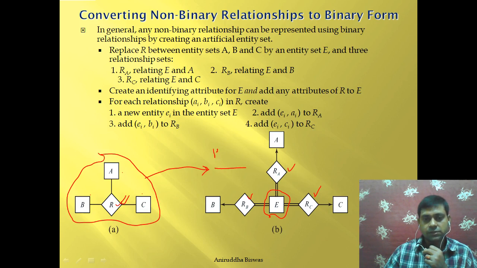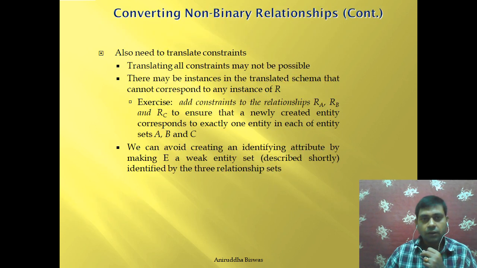So this is a binary relationship. Okay, so this is how the binary relationship is formed from a ternary one. So this was a ternary representation. So this is ternary to binary representation. Now converting non-binary relationships to ternary, we have already come to know about.